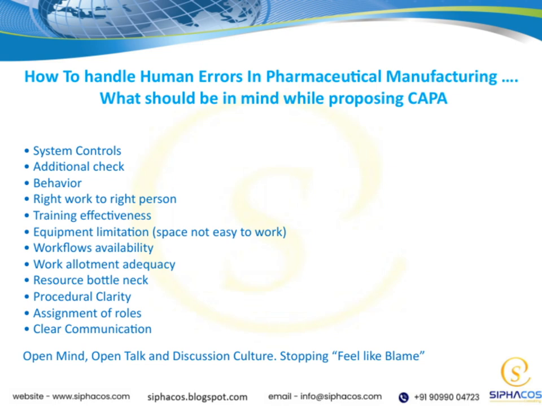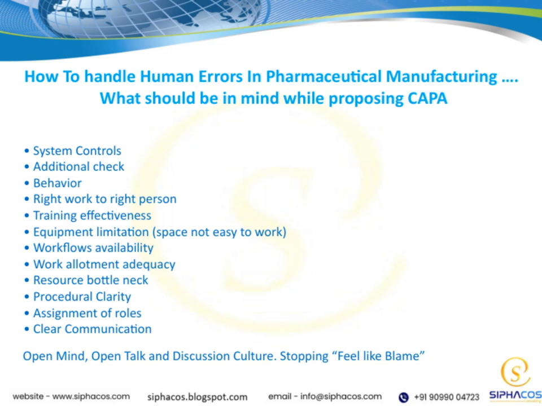It's essential to move away from the mindset of blame and instead focus on understanding and improvement. When addressing human errors, we need to look at system controls. Are they effective? We should also consider additional checks that could catch mistakes early. Behavior plays a vital role, so encouraging a culture where everyone feels comfortable speaking up is key. Getting the right work to the right person is fundamental, ensuring tasks are assigned appropriately.